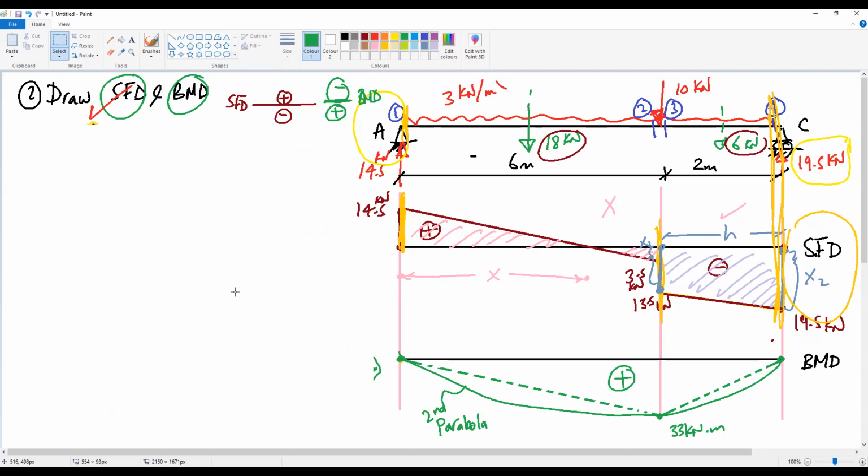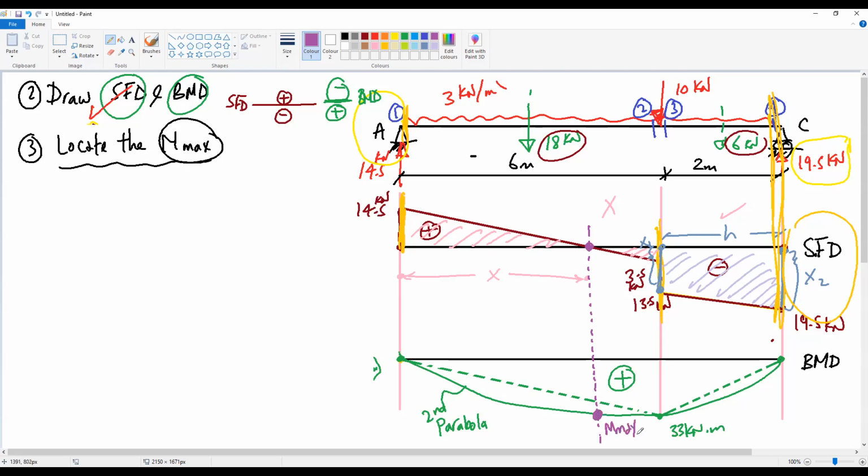So the second requirement is to locate the maximum moment. From the drawing, where can you find the maximum moment? The maximum moment will be at the point of zero shear. So if this is the zero shear, and you go down to the moment diagram, this should be your maximum moment, Mmax. If we find the dimension to this point, we can find the value of Mmax.